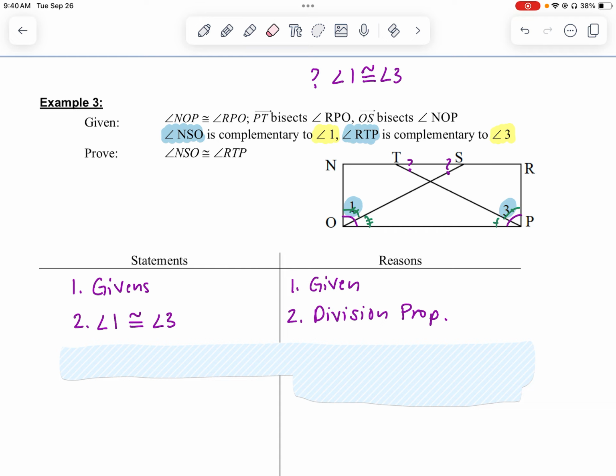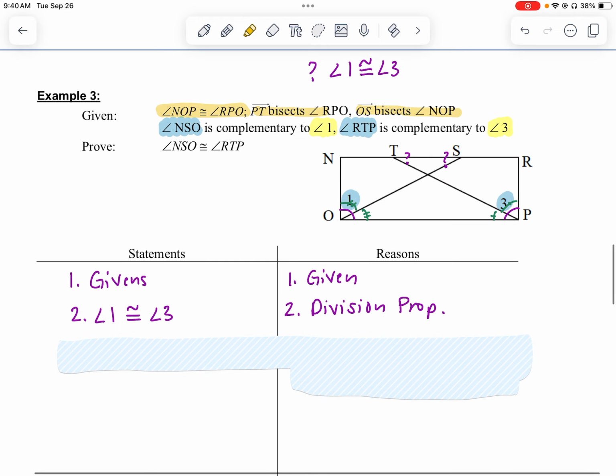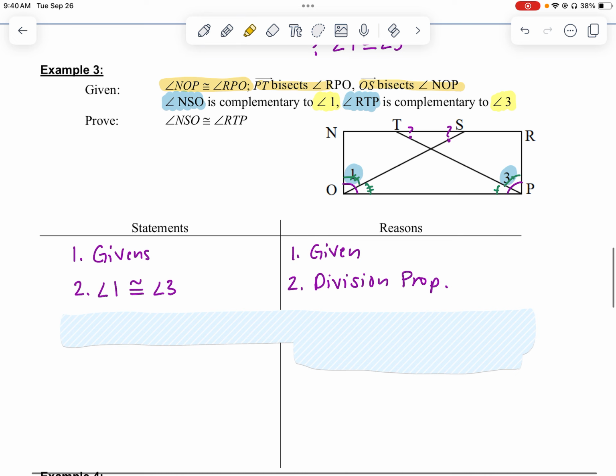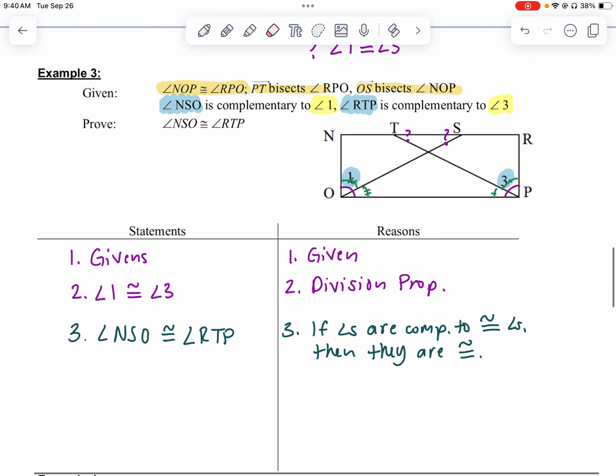Now that we've proved angle 1 congruent to angle 3 using the division property, we needed all three pieces here. The large angles are congruent. The bisector told us that each angle is divided into two congruent halves, and their halves would each be congruent to each other. Angle 1 congruent to angle 3. Now that we have done this, I know that the two angles I'm trying to prove congruent are complementary to congruent angles, so we can finish off our proof saying that angle NSO is congruent to angle RTP using our complements theorem. If angles are complementary to congruent angles, then they are congruent.